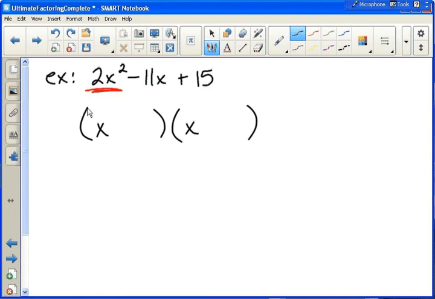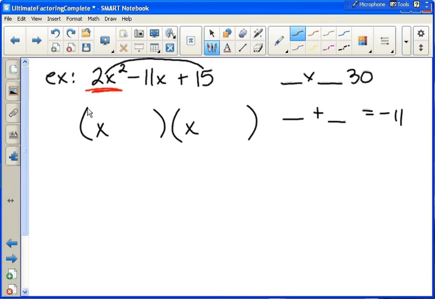We have x and x in the front seats like we normally do in the front terms. And then the next step, here's something different from before, this is part of the bottoms up process: you have to multiply the first times the last. So I have to multiply 2 times 15. So over here, instead of needing to multiply to 15, I need to multiply to equal 30. I still need to add up to negative 11 like I did before.